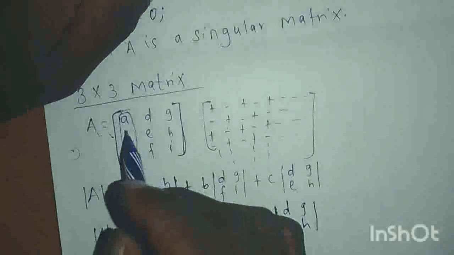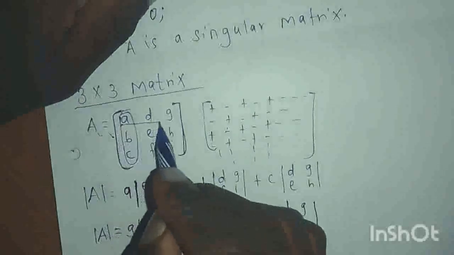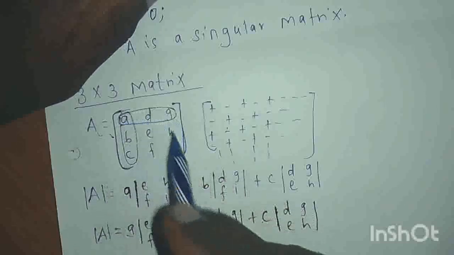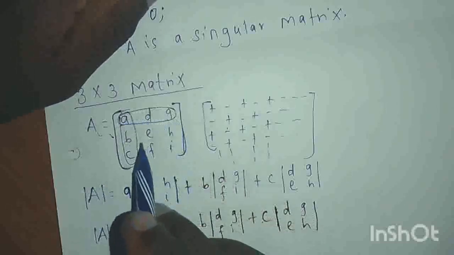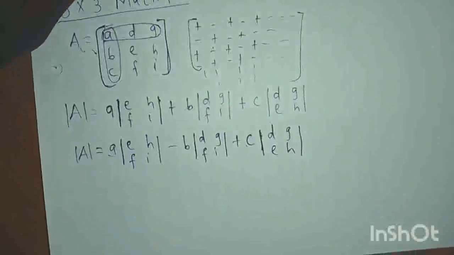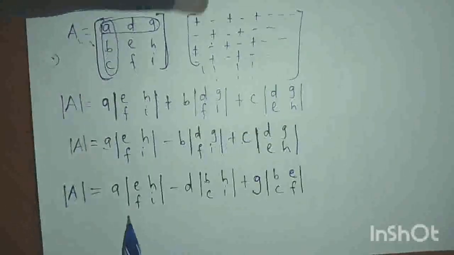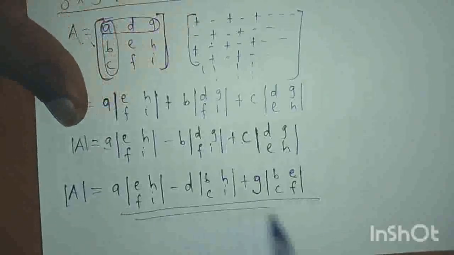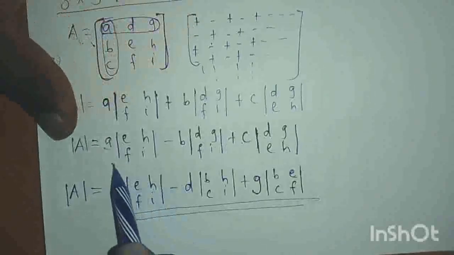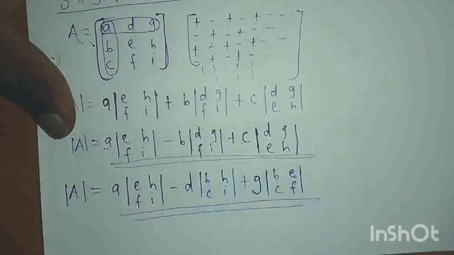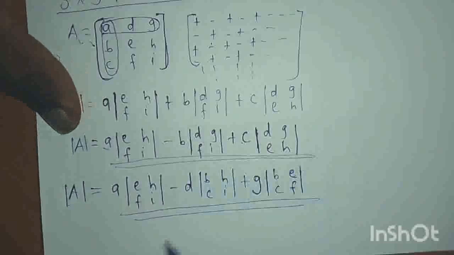So now what if we took our first row as the row that we will use to determine the determinant? So it will be represented as, so this is how it will be. So it will still yield the same result. So let us now look at an example.